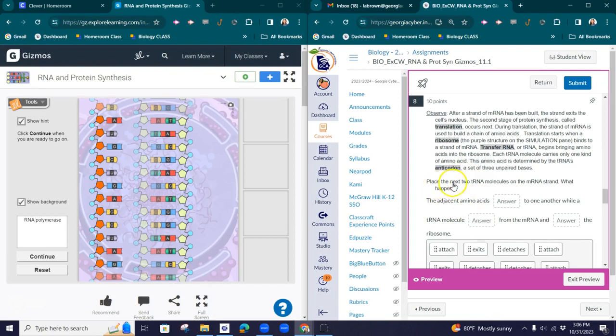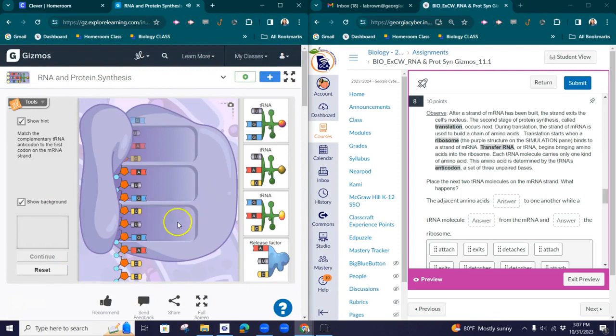So it says place the next two tRNA molecules on the mRNA strand, and what happens next? So we should click continue here. Basically, you're just going to drag your tRNAs over here. And you're just using the RNA base pairing rules to get the correct base pair sequences again. So for AUG, it should be UAC. That's the anticodon that fits. For CUG, you're going to add the anticodon that fits. So you're just going to use your base pair rules again.